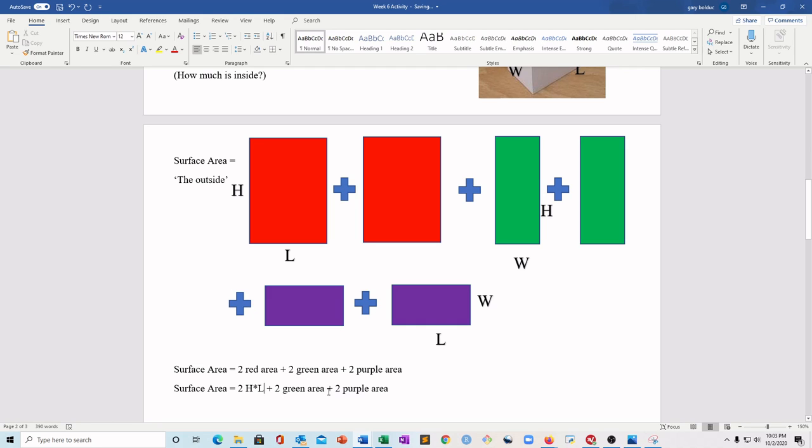The green area is 2 times height times width. The purple area is 2 times length times width. And we have our surface area formula. 2 times the height and length, then you add 2 times the height and width multiplied, then you add 2 times the length and width multiplied. That gives you the total surface area of your prism.